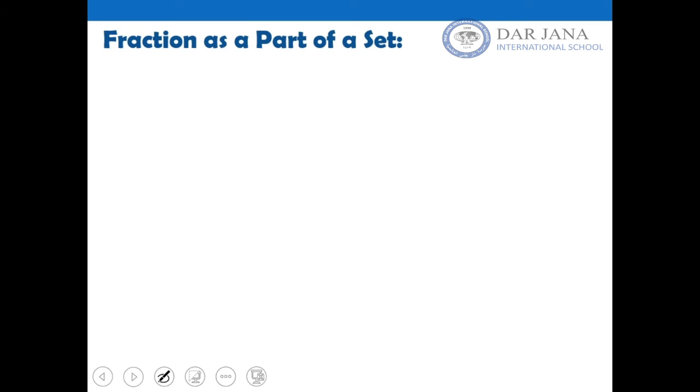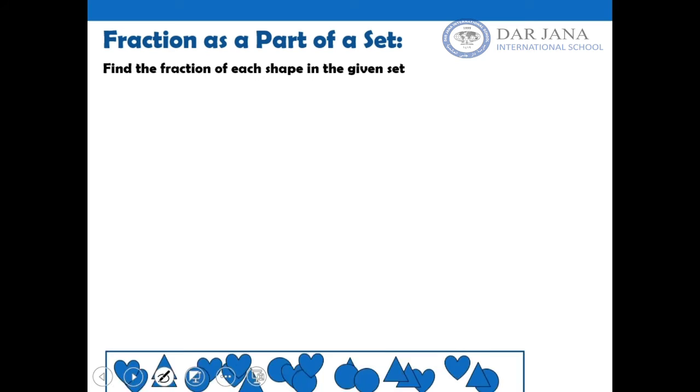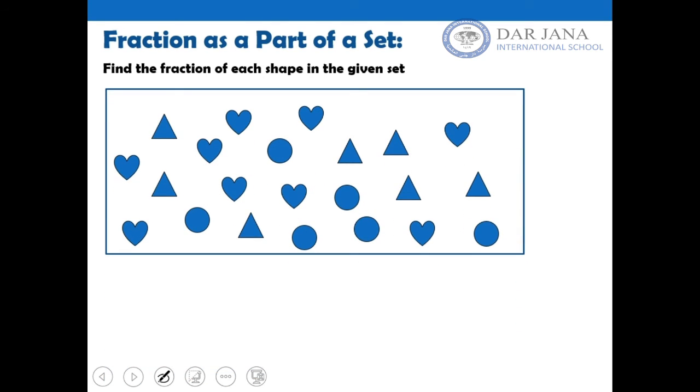Okay, sometimes it's part of a set. This means they give you a set of things. And let's say here we have sets of different shapes. We have a heart shape, we have a circle shape, we have a triangular shape. And then they want us to find the fraction of each of these shapes. Of course, to be able to find the fraction of each one of them, first I need to find the total, which means the denominator. This means all of them, how many? So let me count them.